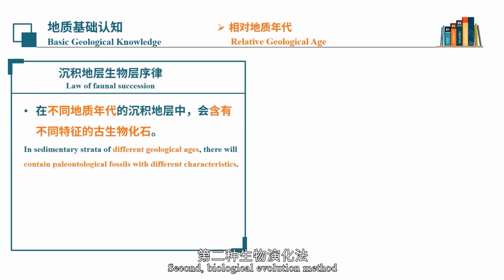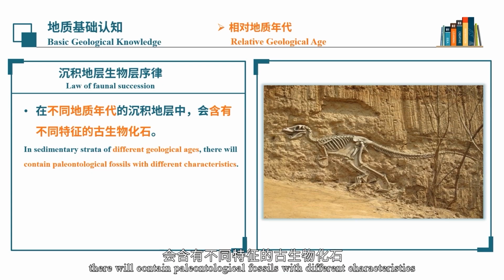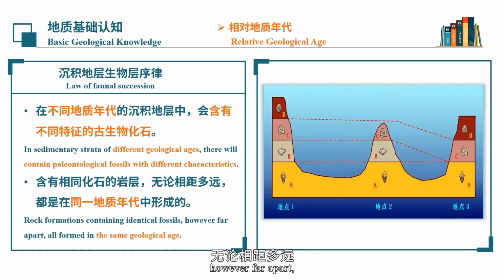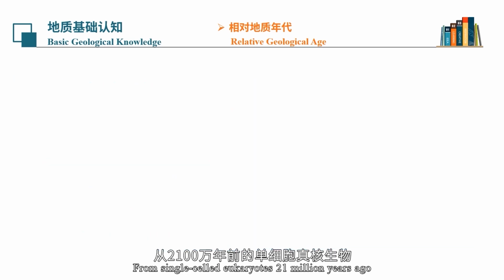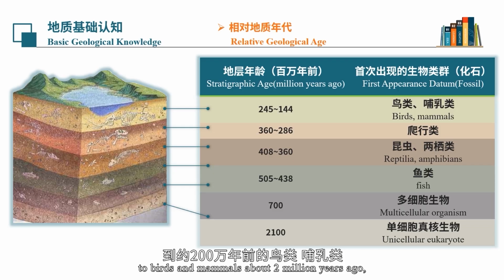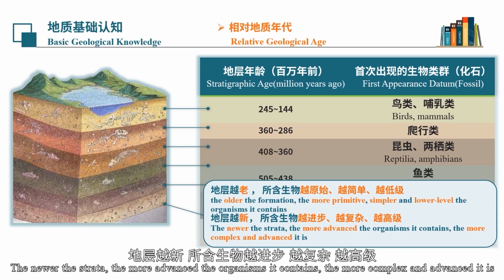Second, the biological evolution method. In sedimentary strata of different geological ages, there will be paleontological fossils with different characteristics. Rock formations containing identical fossils, however far apart, all formed in the same geological age. From single-celled eukaryotes 2.1 billion years ago to birds and mammals about 2 million years ago, the older the formation, the more primitive, simpler, and lower level the organisms it contains. The newer the strata, the more complex and advanced the organisms it contains.